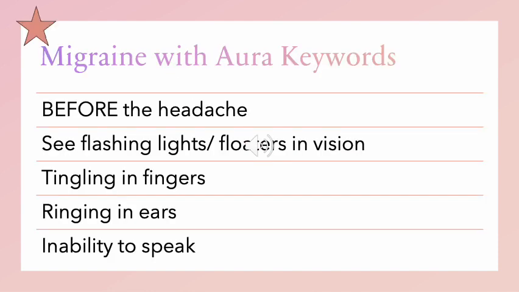Okay, so now we're going to talk about migraine with aura. So aura is a visual or other sensory phenomenon that can happen around 5 to 60 minutes before the onset of the actual head pain. So a question stem will normally say something like, before their head starts to hurt, they see something in their vision, they have tingling in their fingers, they have ringing in their ears, they can even lose their ability to speak. So some kind of sensory sensation that is occurring before the headache.